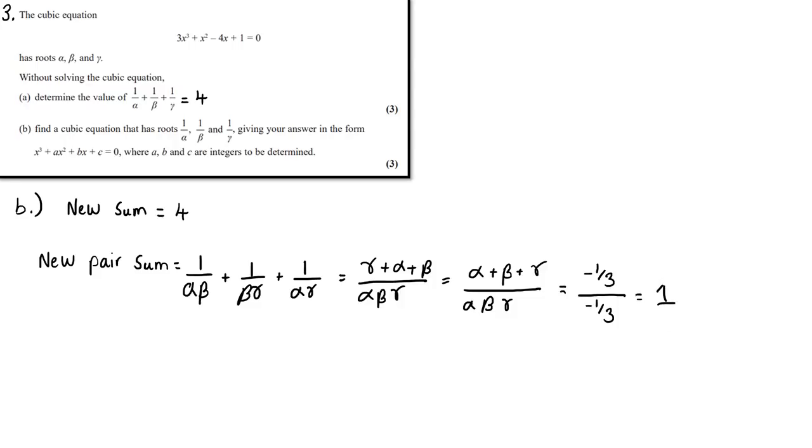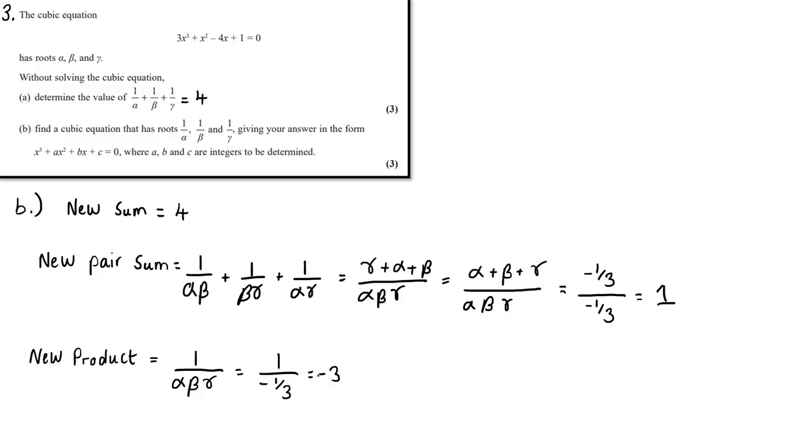And then finally, we need the new product. Just like we did for the new pair sum, we could get it over a common denominator, but in fact we don't even need to. We've got 1 over alpha beta gamma, and we know what alpha beta gamma is. We've already used it in this part. That was minus a third. So this is 1 over minus a third, which gives us minus 3.